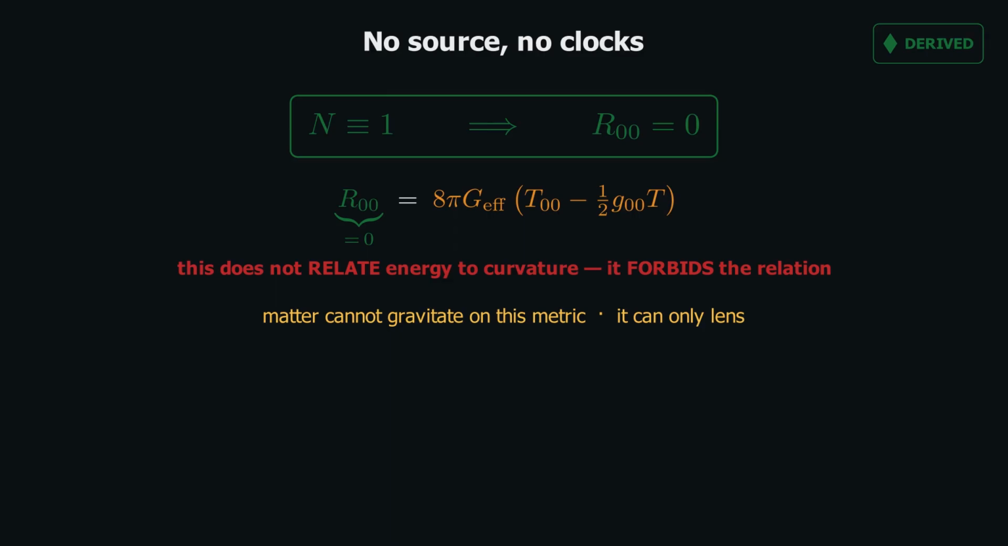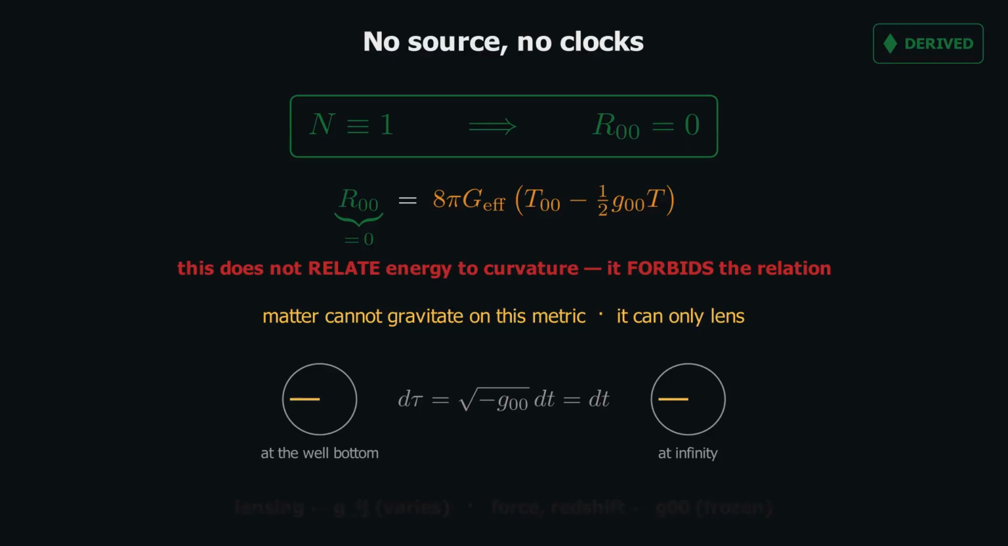It can only lens. And the clocks agree: proper time equals coordinate time identically, so there is no gravitational redshift, none, between the bottom of the deepest well and infinity. Redshift, the Newtonian potential itself, everything general relativity keeps in g00 is simply absent.